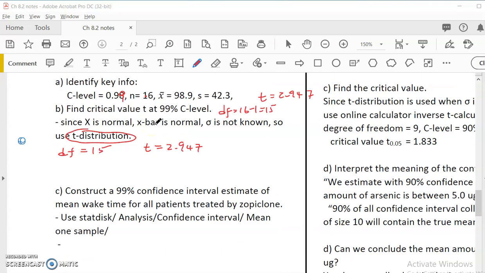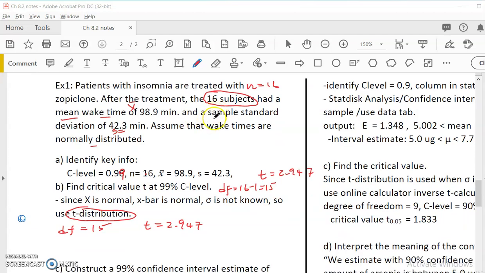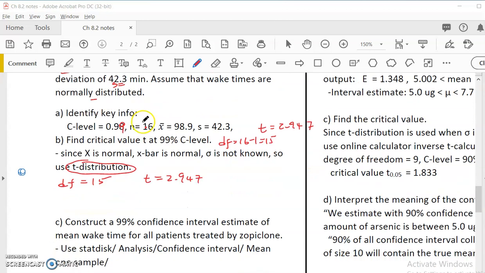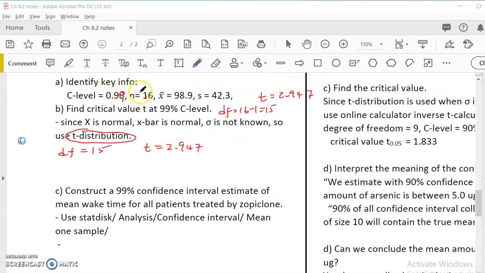And I was working on this second example where I want to find out, when people take this prescription drug called zopiclone, what is the population mean wake time for all patients that take it? Because 16 subjects had a mean wake time of 98 minutes at night, and the standard deviation is 42, so they deviate a lot. So what is the actual mean time for all patients that take this? So we collect all the information.